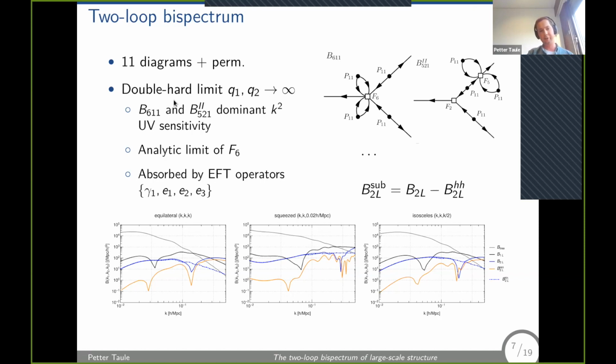And again, for the double hard limit, it turns out that B601 and B521, which are the 2 diagrams I'm showing here, so I'm not showing other diagrams, have the dominant k-squared UV sensitivity, and then the other diagrams would again have k to the 4th, k to the 6th, etc. So we don't take them into account when considering the double hard limit. And for these 2, we then computed this double hard limit analytically, also taking into account this F6 operator that would enter in the B601, obtaining an analytic limit for this kernel.